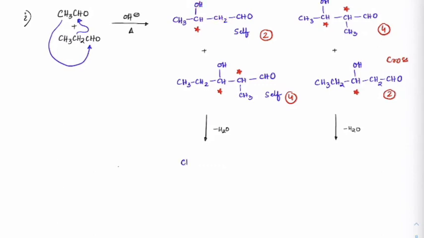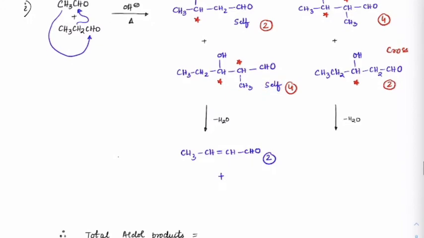So I will get this as CH3, CH double bond CH, CHO. And here also you can see this could have cis and trans, so I can have two stereo products here. And similarly, if you check this self product, we'll get CH3, CH2, CH double bond CH, double bond C, CHO and CH3. This also has cis trans, so I'll get two more here.